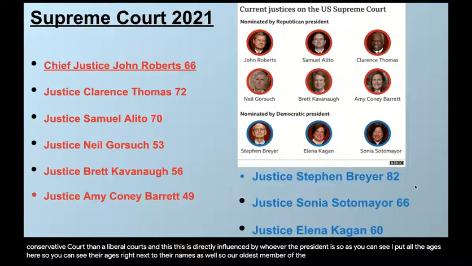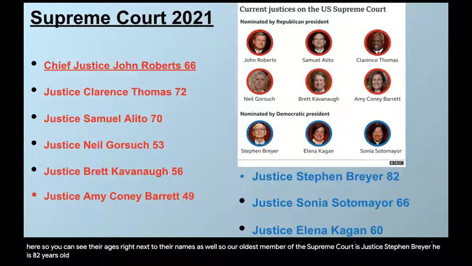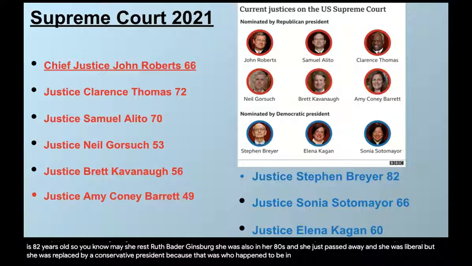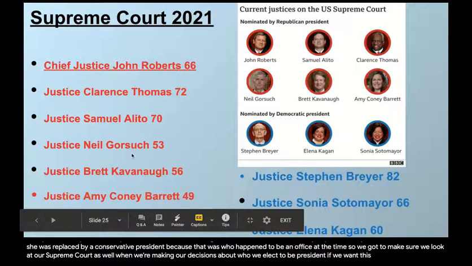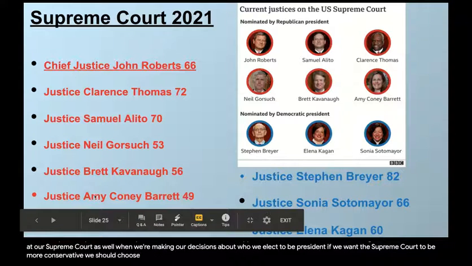Our oldest member of the Supreme Court is Justice Stephen Breyer. He is 82 years old. May she rest, Ruth Bader Ginsburg was in her 80s and she just passed away. She was liberal, but she was replaced by a conservative president because that was who happened to be in office at the time. So we have to make sure we look at our Supreme Court as well when we're making our decisions about who we elect to be president. If we want the Supreme Court to be more conservative, we should choose more conservative candidates for president. Or if we want our Supreme Court to be more liberal, we should choose more liberal candidates to be president.